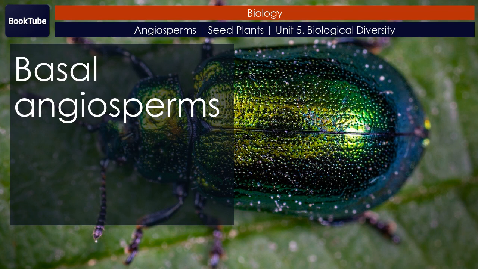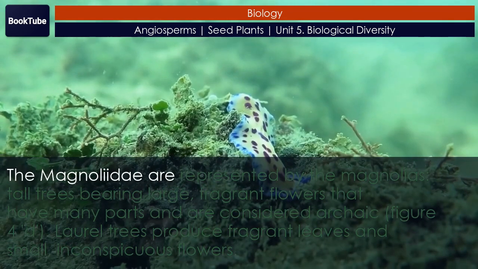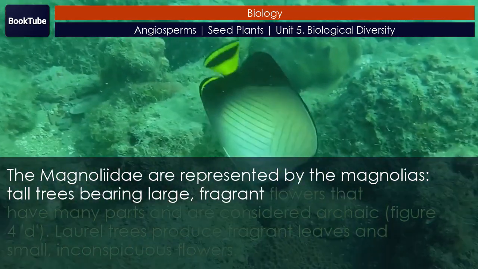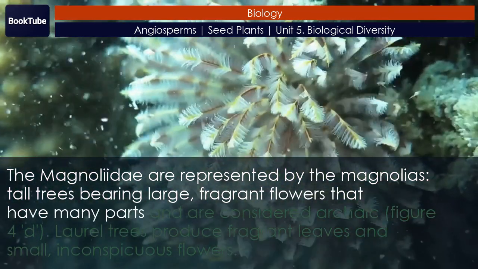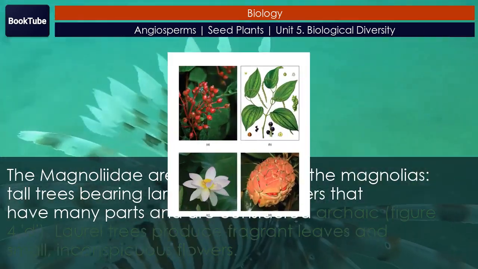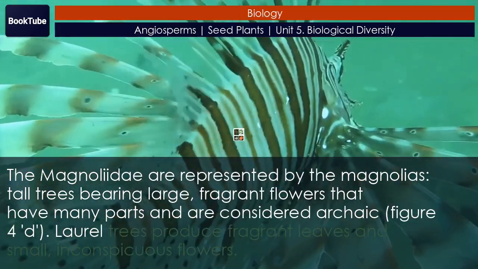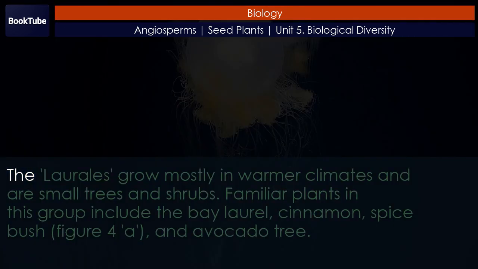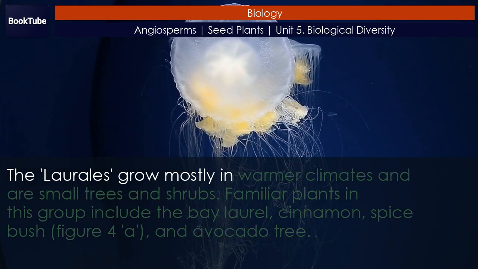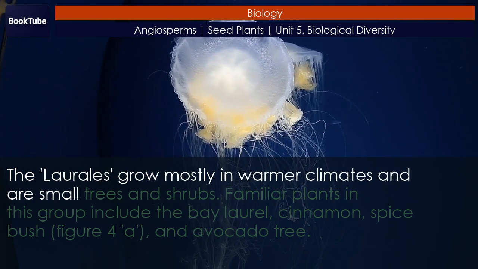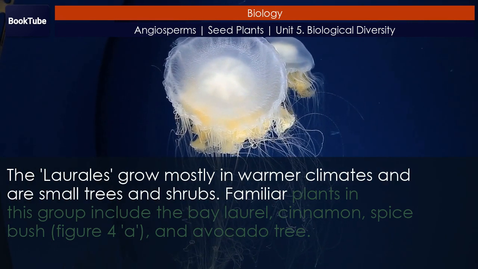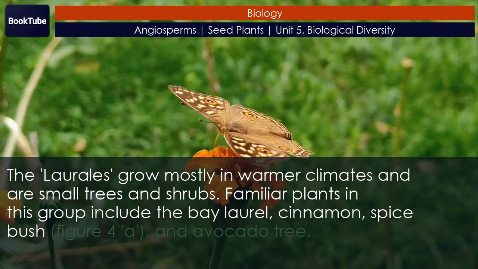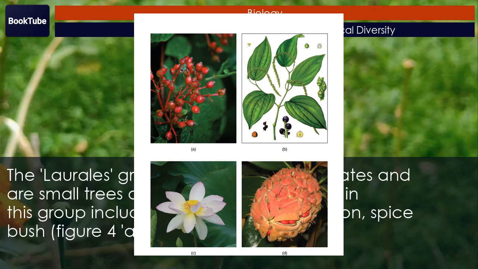Basal angiosperms. The Magnoliidae are represented by the magnolias, tall trees bearing large, fragrant flowers that have many parts and are considered archaic. Figure 4d. Laurel trees produce fragrant leaves and small, inconspicuous flowers. The laurels grow mostly in warmer climates and are small trees and shrubs. Familiar plants in this group include the bay laurel, cinnamon, spicebush, figure 4a, and avocado tree.